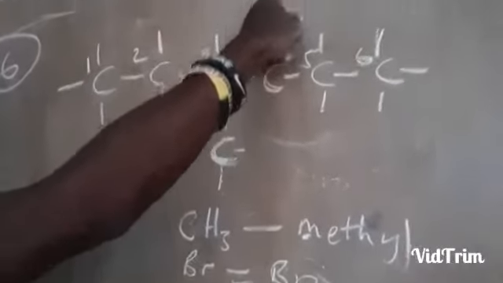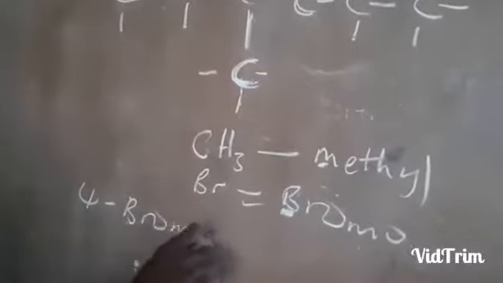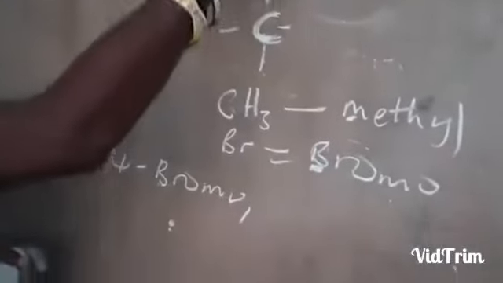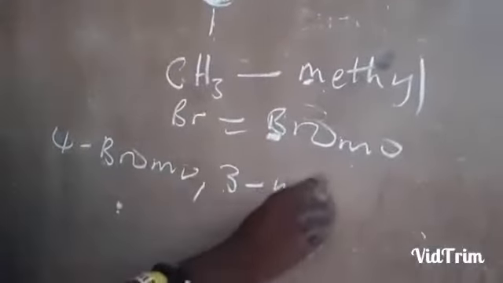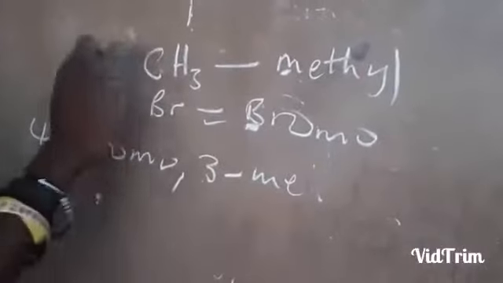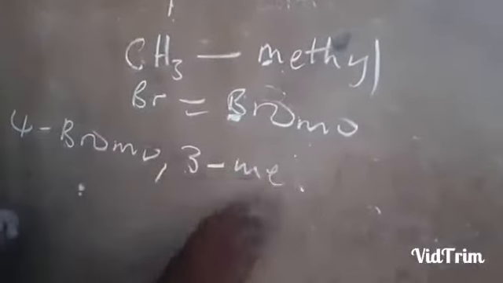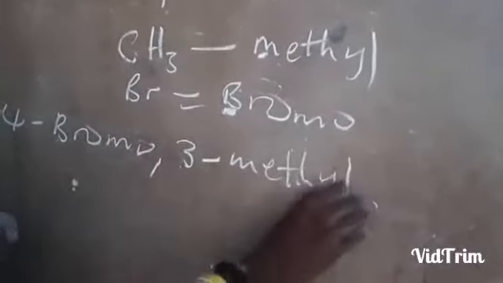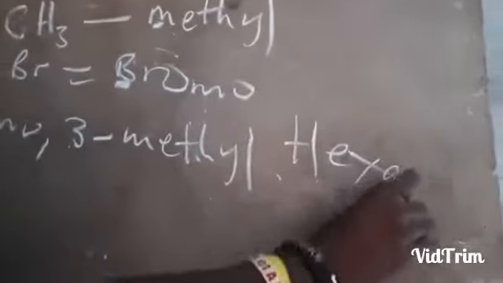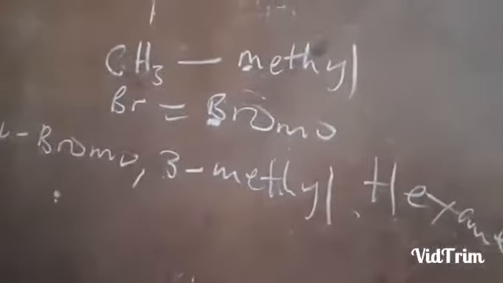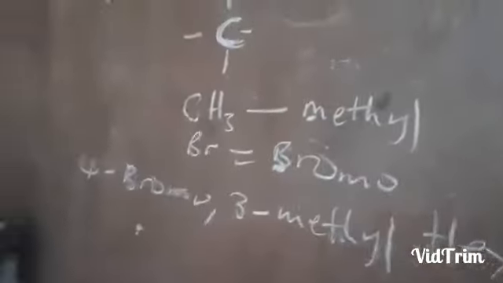Therefore, bromine is at number 4. It becomes 4-bromo, before we look at the methyl. The methyl is at number 3. It becomes 3-methyl because of 1 carbon atom and 3 hydrogen atoms. And we have 6 of them, hexane from yesterday. So that will be the way that structure is named. That is rule number 6.